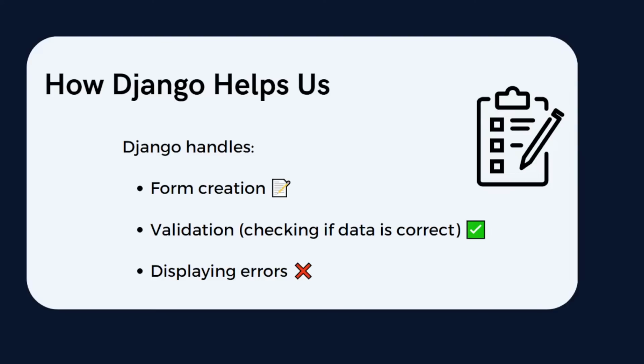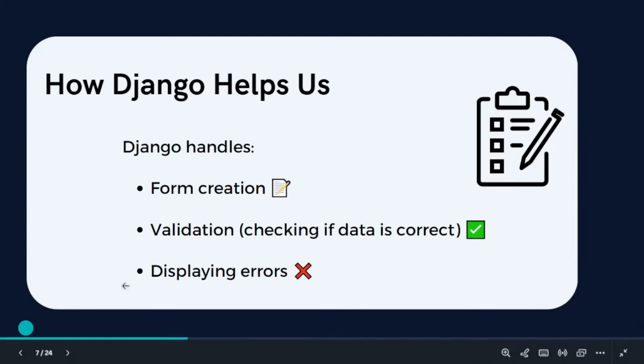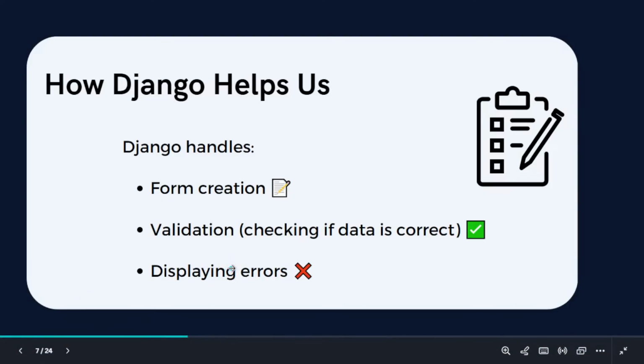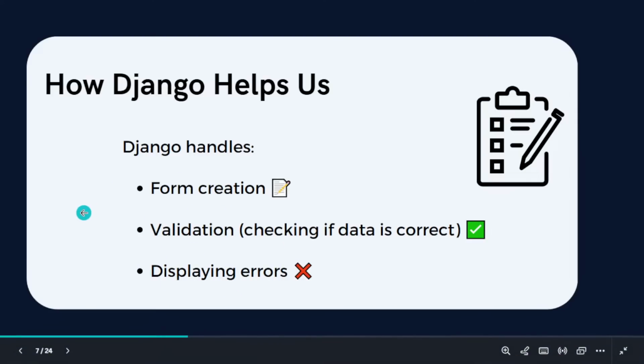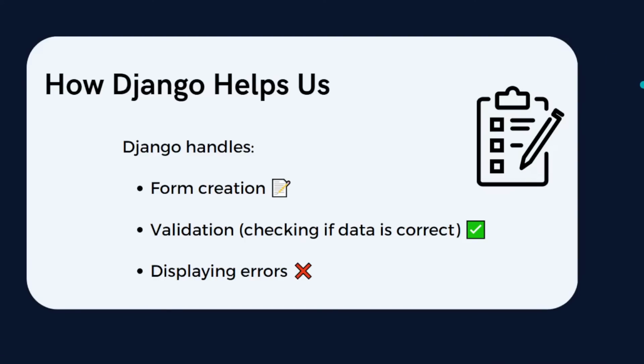And validation checks that the data is correct. This validation checking is already in the predefined code. Whenever we enter data, it checks whether it is correct or not. That is called validation. The validation functions are also already inside Django. And displaying errors is also already written in the Django framework.